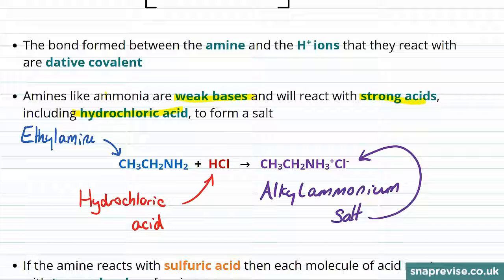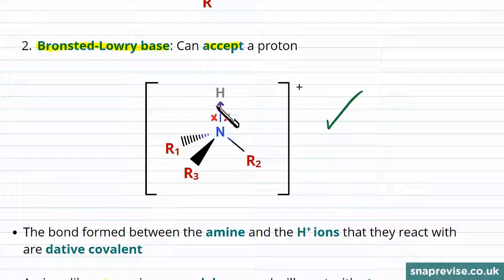And what's happened in this reaction is that the proton in the acid has been replaced by an alkyl ammonium ion because the proton has now developed a bond with the nitrogen atom, and obviously it's a dative covalent bond as we've shown up here.